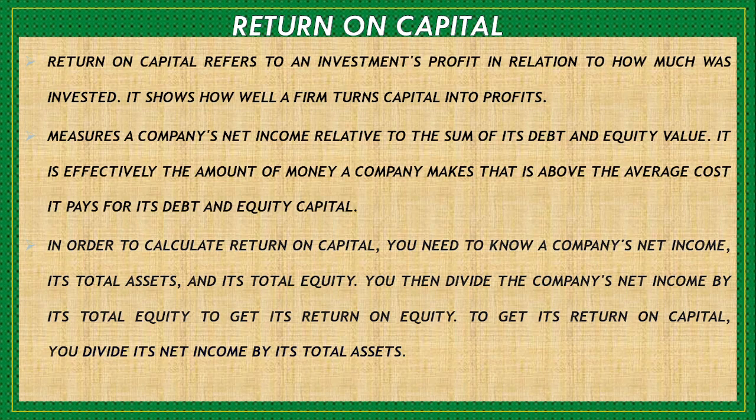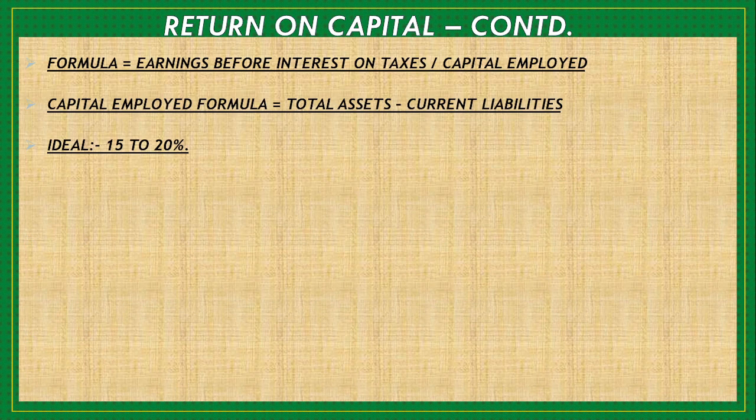In order to calculate return on capital, you need to know a company's net income, its total assets, and its total equity. You then divide the company's net income by its total equity to get its return on equity. To get its return on capital, you divide its income by total assets. Formula: earnings before interest and taxes by capital employed. Capital employed formula: total assets minus current liabilities. Ideal 15 to 20%.